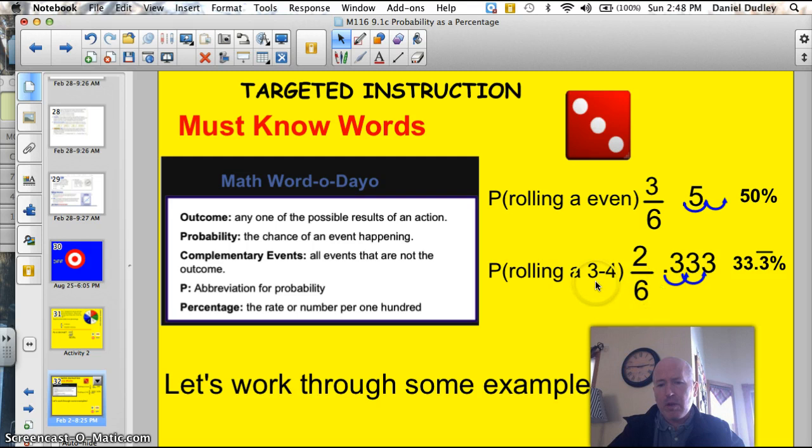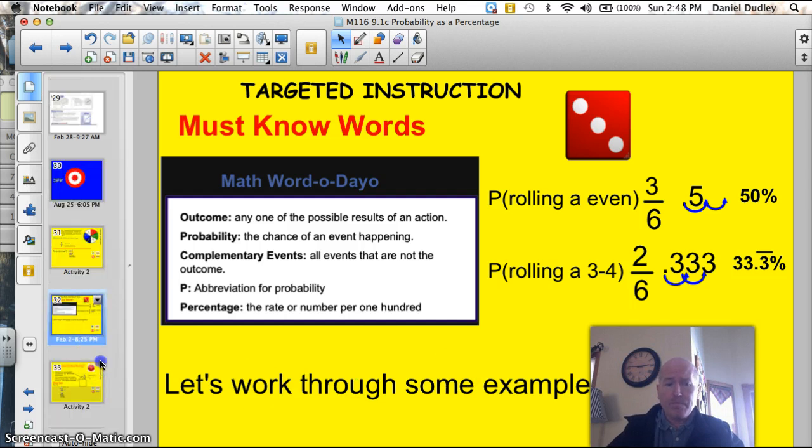This one's a little simpler. A 3 or 4, there are 2 chances out of 6. If we pop that into the calculator, we're going to get 0.333. We move that decimal 2 spots as we multiply by 100, 1, 2, and we get 33.3% repeating. So that's all we're going to do tonight. It's very similar to the last lessons. Now we're just going from a decimal to a percentage. So let's work through some examples.